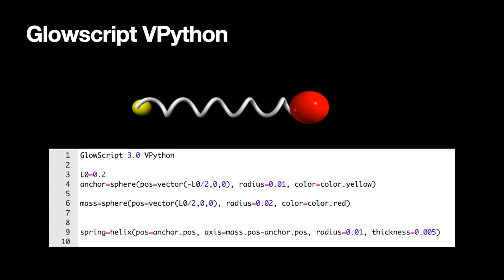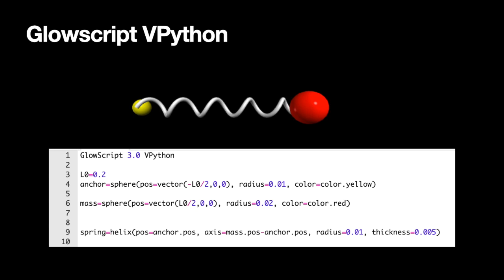So the helix has a couple of important properties. The position is the location of one end of the helix. And then the axis is a vector from that position to the other end of the helix. So that is going to be the difference between the mass and the anchor. So I just take the difference in those positions, and that's going to be the same as the vector L, really. Radius is the thickness of the whole, if it was a cylinder, the thickness of that, and thickness is the thickness of the wire.